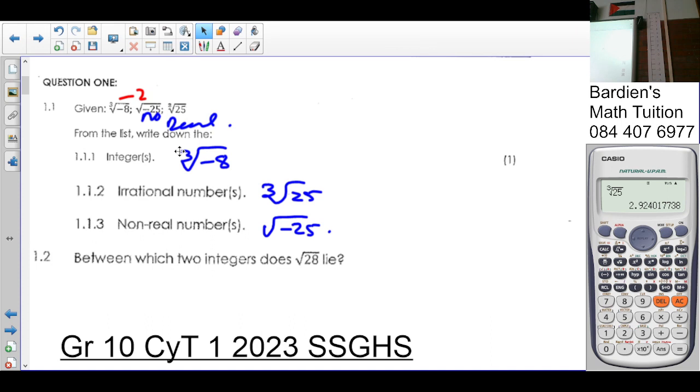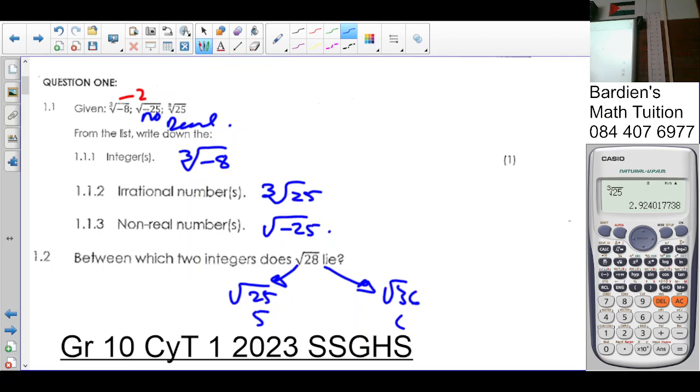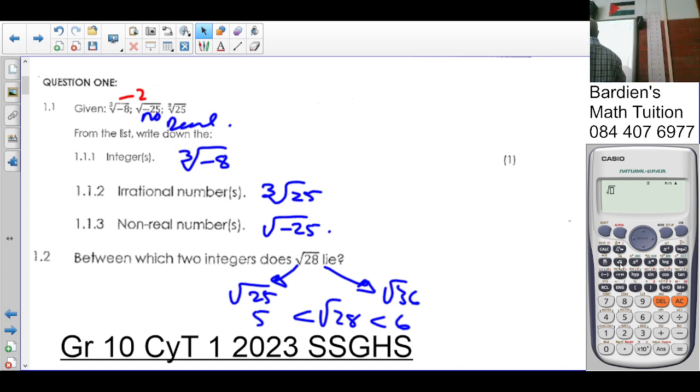In 1.2, the question says between which two integers does the square root of 28 lie? We know the perfect square less than 28 is the square root of 25, which is 5, and the one above is the square root of 36, which is 6. So the square root of 28 is greater than 5 but less than 6. Otherwise, you could have worked out the square root of 28, which equals 5,29. So of course 5,29 has to lie between 5 and 6.